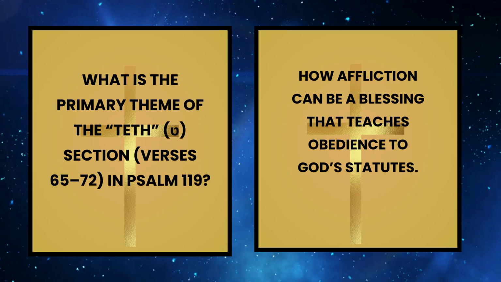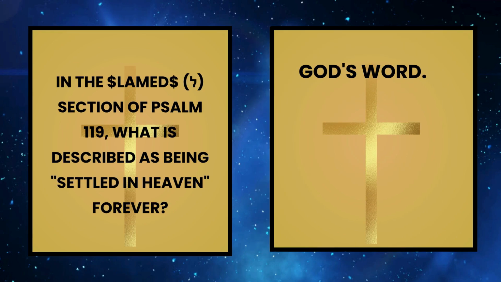What is the primary theme of the Teth section, verses 65 to 72, in Psalm chapter 119? The theme is how affliction can be a blessing that teaches obedience to God's statutes. In the Lamed section of Psalm chapter 119, what is described as being settled in heaven forever? God's Word is described this way.